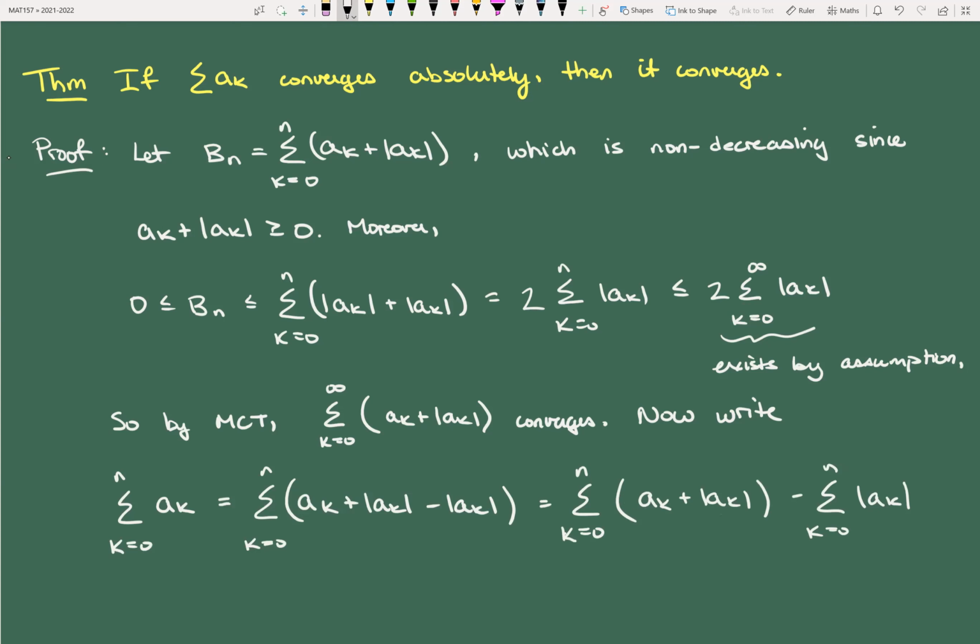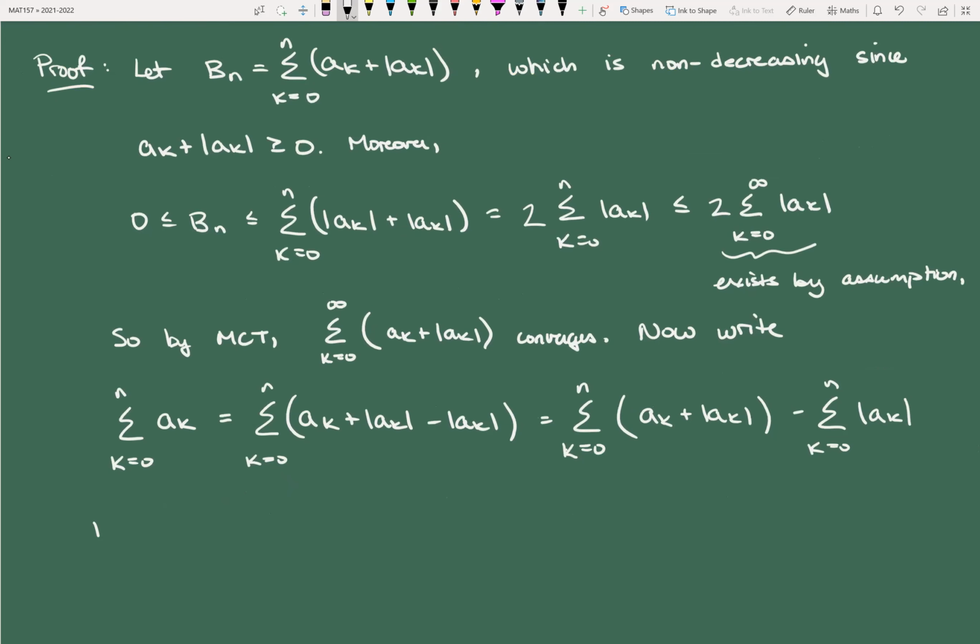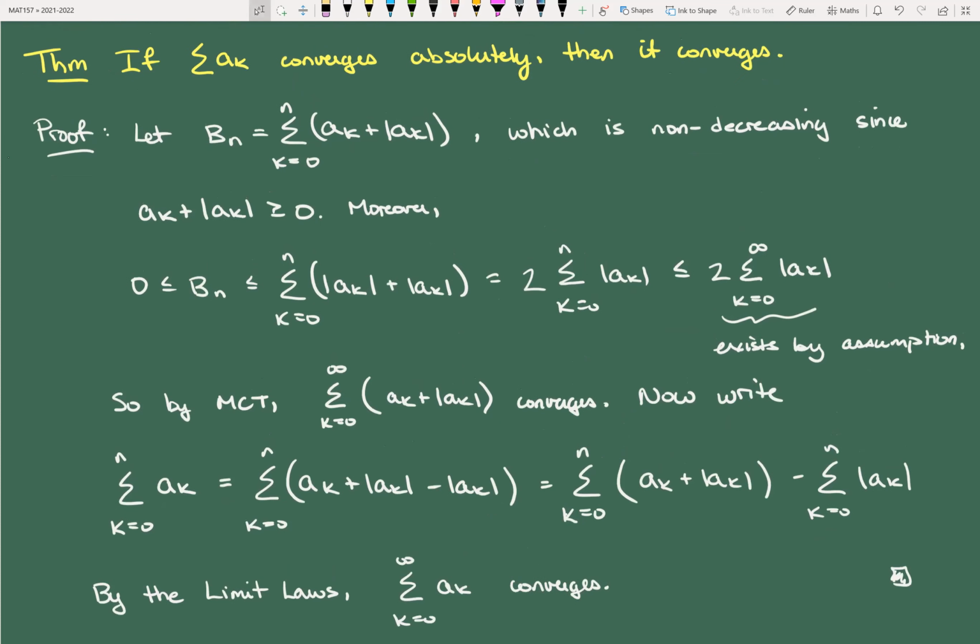And we know that both of the two things on the right-hand side exist. So by the limit laws, in the limit as we go to infinity, the left-hand side does as well. So by the limit laws, the series of a_k converges. And there we go, there's that proof. And that was exactly what we did for improper integrals as well. We defined this weird thing, I think I called it G, and G was like f plus the absolute value of f. We showed that that converged as an improper integral. And then we said, look, f plus the absolute value of f minus the absolute value of f gives us what we want.